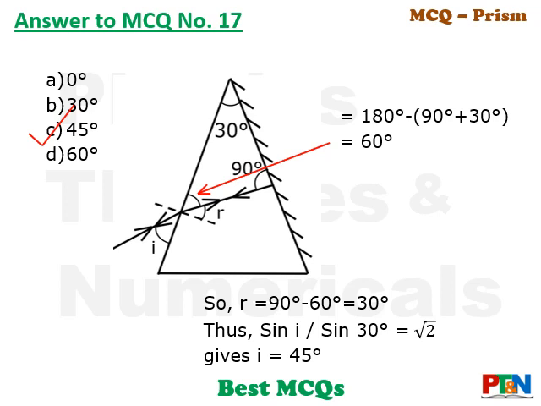You have been given refractive index as root 2. You need to find out the value of i. So sin i by sin 30 is root 2. That will give you i is equal to 45 degree. That is your option C. So please be expert on this to handle prism questions on ray diagrams. It is pure geometry. You need to understand the triangle, the angles, angle of refraction, angle of incidence, and their relationship.